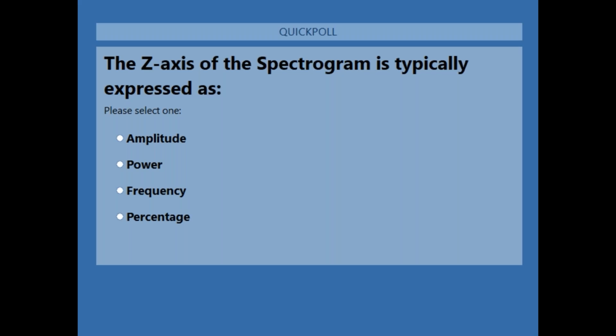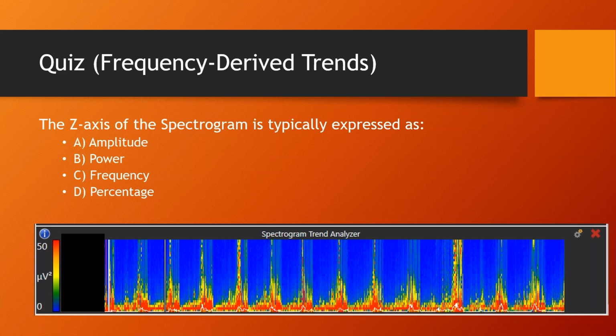So we talked about the x-axis being time, the y-axis being frequency. So the z-axis, the scale that we see over on the left, is power. So microvolts squared, it represents power. So the correct answer, power. And please close the poll.